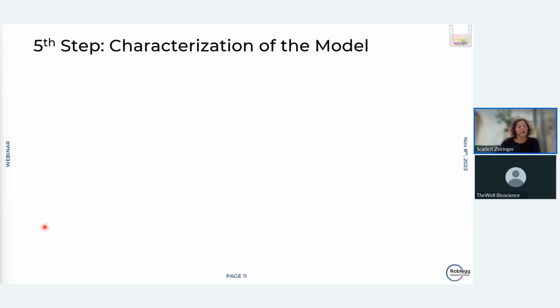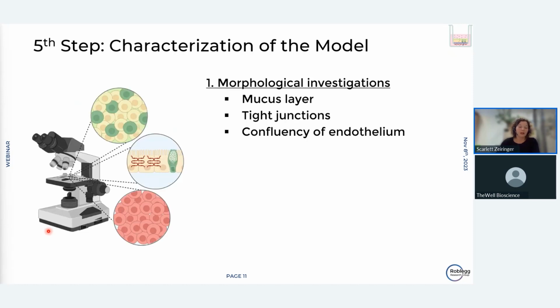The in vitro model was characterized using various methods. First, morphological investigations were performed. For this, the mucus layer, mainly produced by HT29-MTX cells, was visualized using acridine orange to identify a confluent mucus layer on top of the epithelium. As cell signaling is enabled via cell-cell contacts, so-called tight junctions were visualized using immunohistochemical staining.